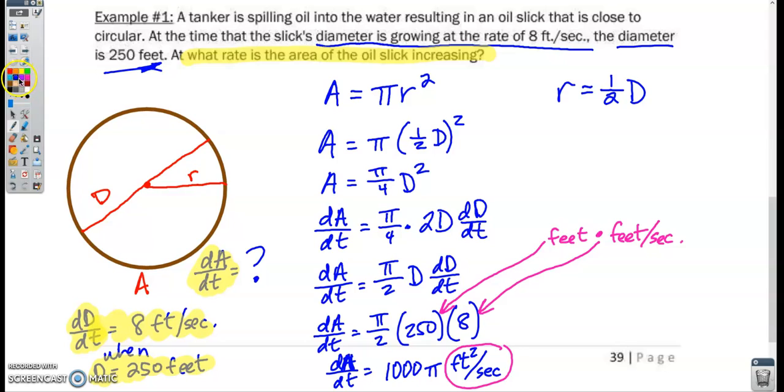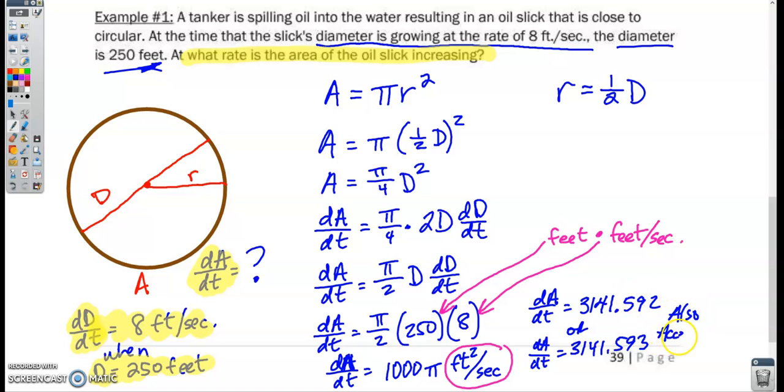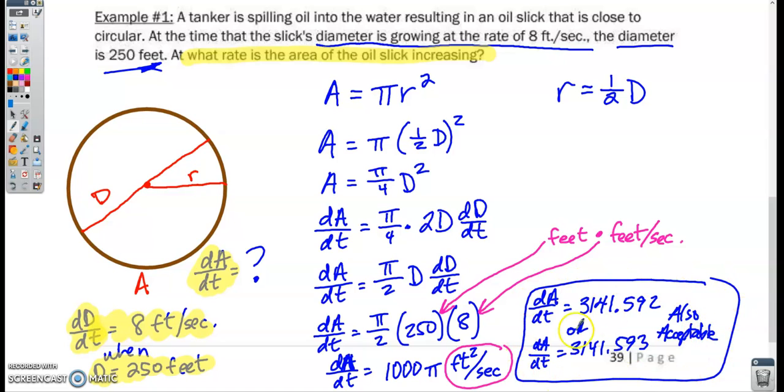And for those of you who love the decimals, you could rewrite this as a decimal, and it's going to be dA/dt is equal to either 3,141.592 or 3,141.593. Those are also acceptable answers here if you wanted to convert them over to decimals, but I think I would have just left it as 1,000 pi.